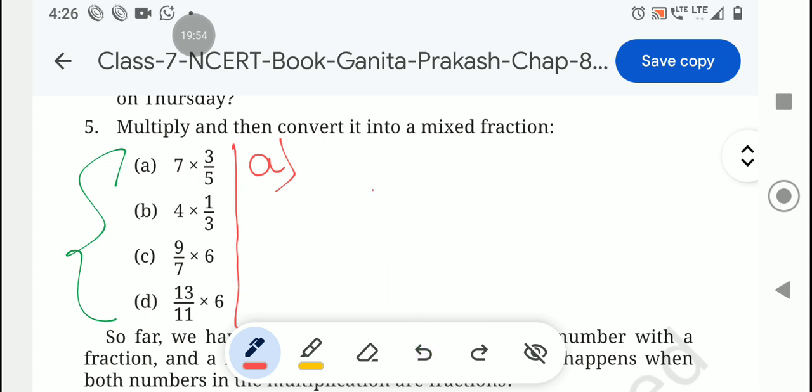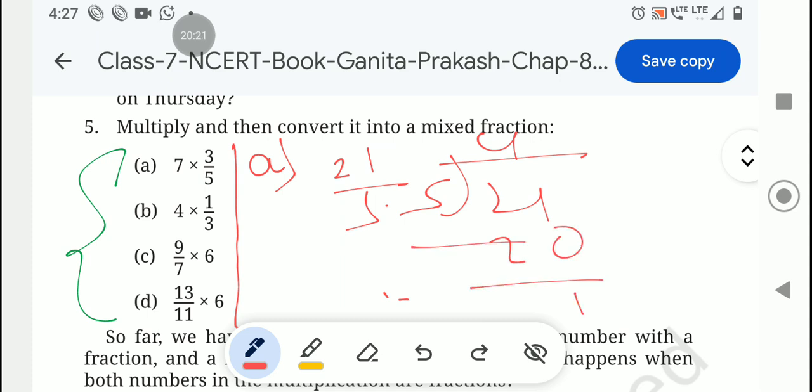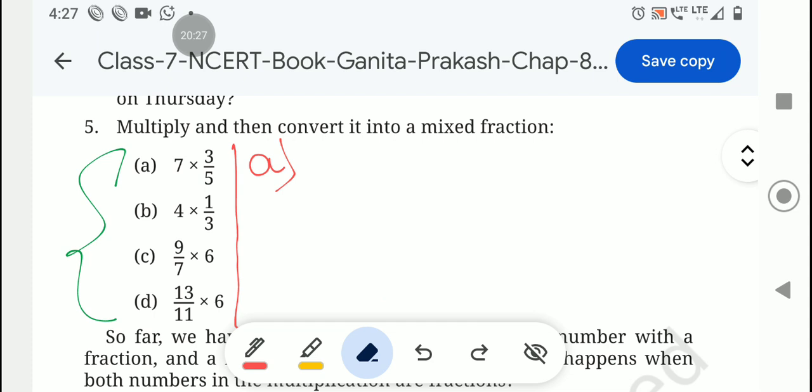7 into 3 by 5. So 7 3s are 21 by 5 you're getting, right? So 7 3s are 21 by 5. That you have to convert into a mixed fraction as given. So take 5, 21, 5 4s are 20, right? 1. So 4 1 by 5 is the answer for A.